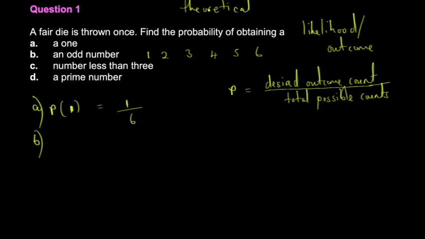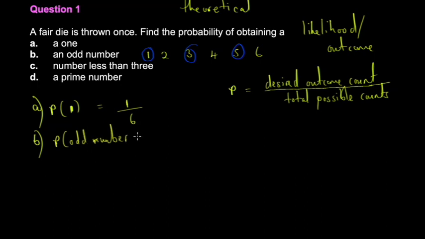So if you're looking for odd numbers, the desired outcome count would be this 1, and then this 3, and then this 5. Why? Because they are odd numbers. Odd numbers simply means numbers that, when you divide them by 2, leave a remainder. Okay. So you can write the probability of an odd number here. It's still fine.